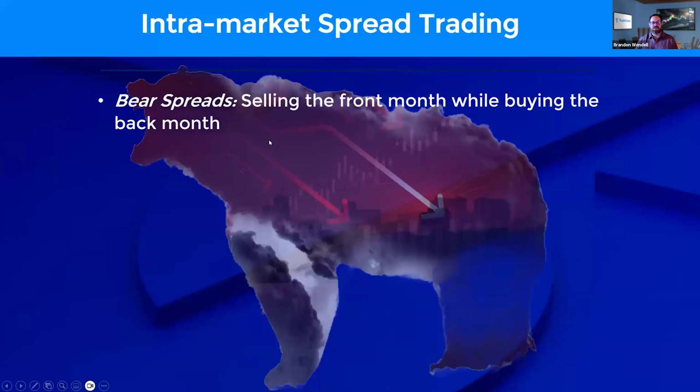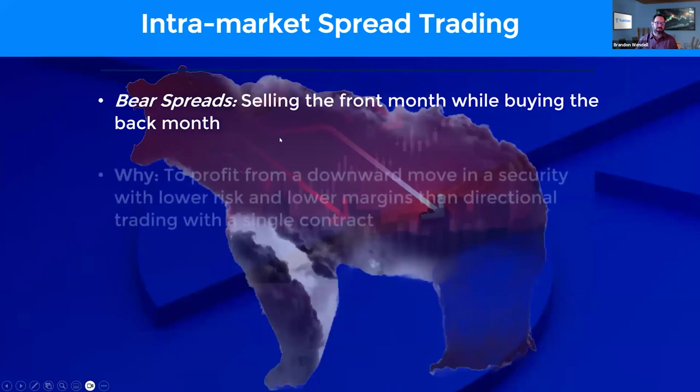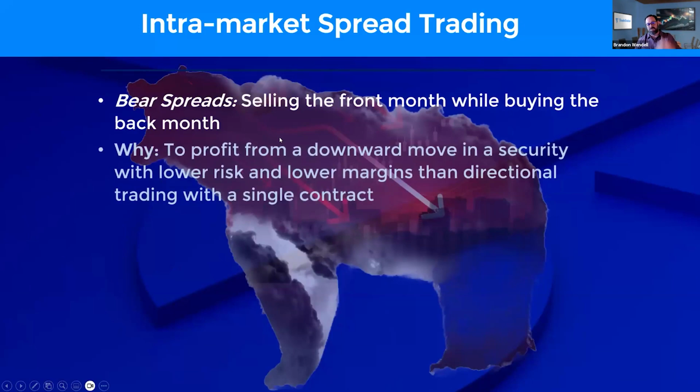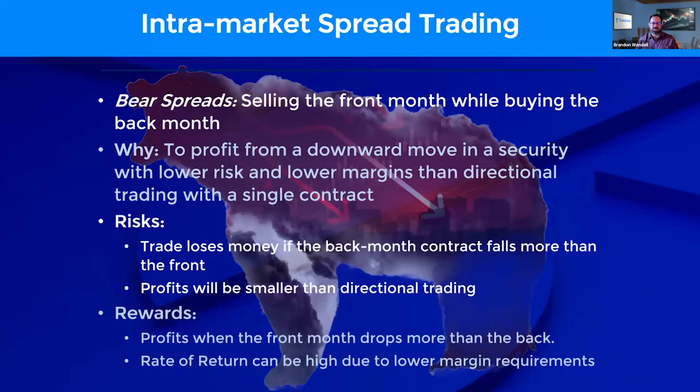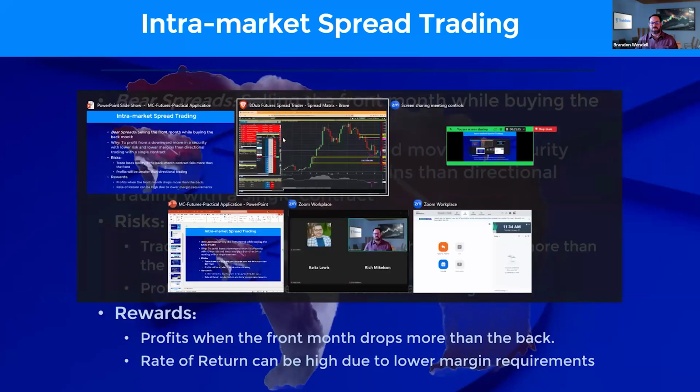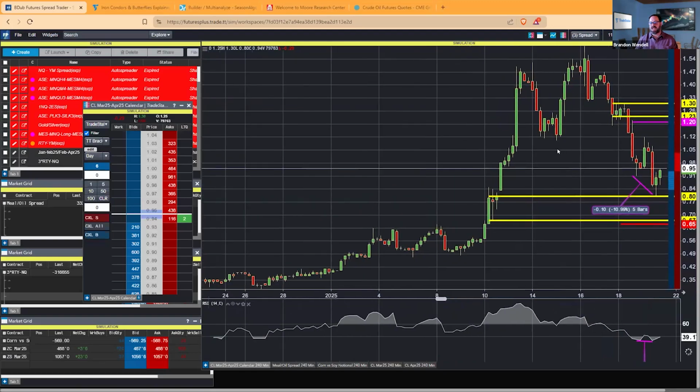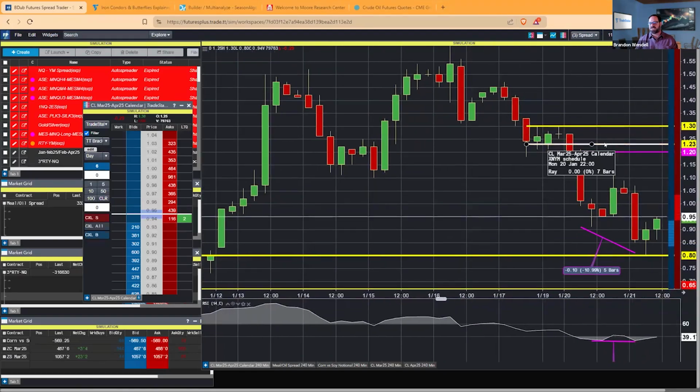For a bear spread, again, you're selling the front month while buying the back month. And you're doing that because you're expecting that front month to go down faster than the back month. And the risks, obviously, if the back month falls faster than the front, then you lose. Or if they both go up and the front month goes up faster than the back, you'd also lose. And I would be doing this position again based on my technicals if I expect prices to drop once it gets up to a high.